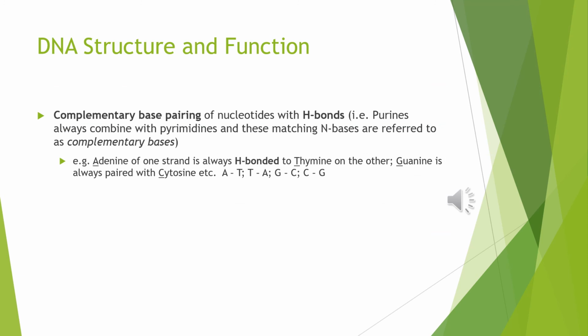DNA structure and function. Complementary base pairing of the nucleotides occurs with hydrogen bonds, which means purine is always combined with pyrimidine, and these matching nitrogen bases are referred to as complementary bases. For example, adenine of one sequence is always hydrogen bonded to thymine on the other, while guanine is always paired with cytosine.